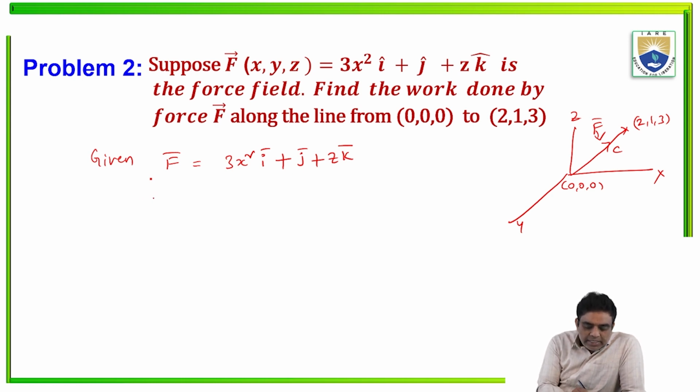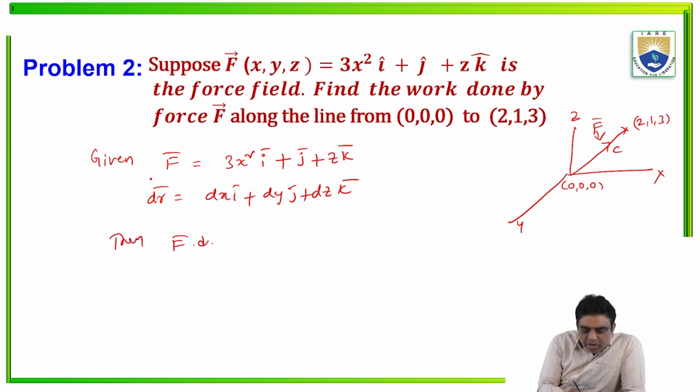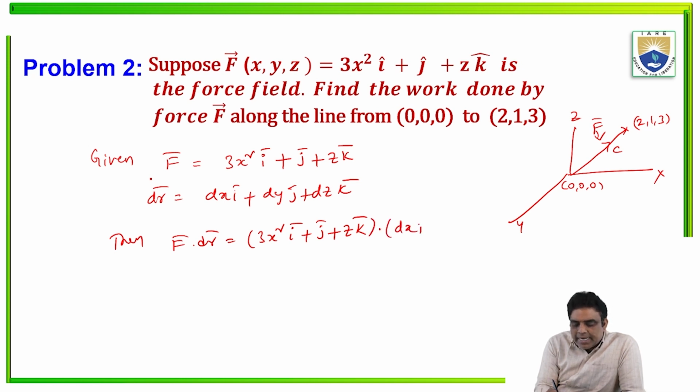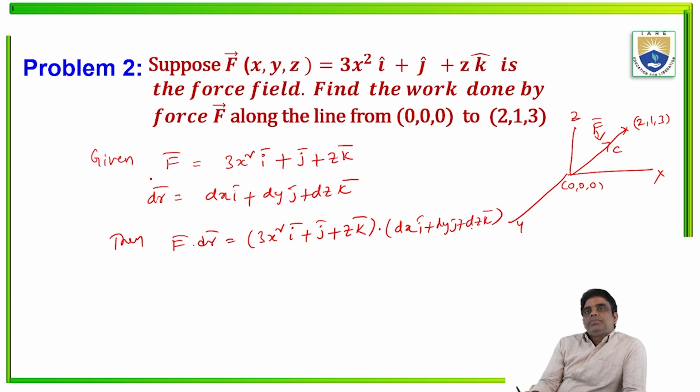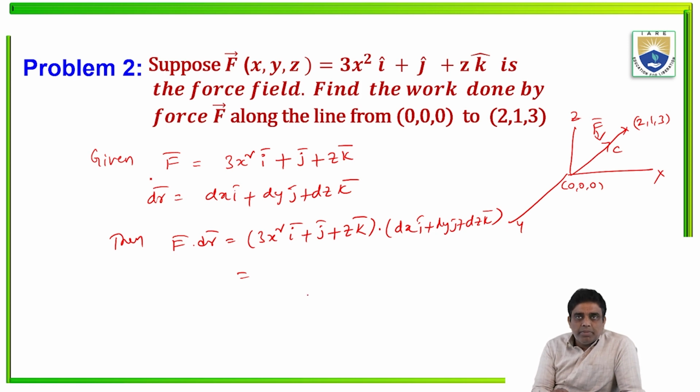Then what is dr bar? dr bar is dx i bar plus dy j bar plus dz k bar. Then f bar dot dr bar means dot product of the two vectors, that is 3x square i bar plus j bar plus zk bar, dot product with dx i bar plus dy j bar plus dz k bar. So on making the dot product, i bar dot i bar 1, i bar dot j bar 0, i bar dot k bar 0. So only i bar dot i bar 1, j bar dot j bar 1, k bar dot k bar 1, remaining all zeros.